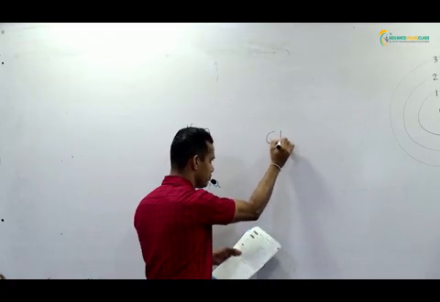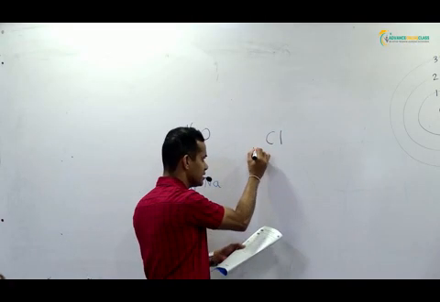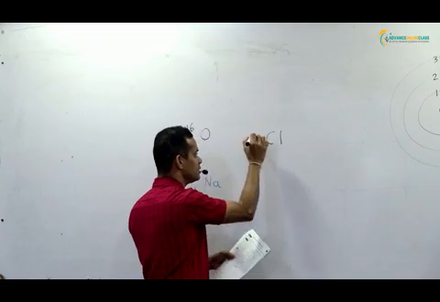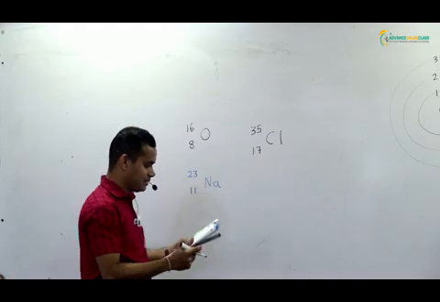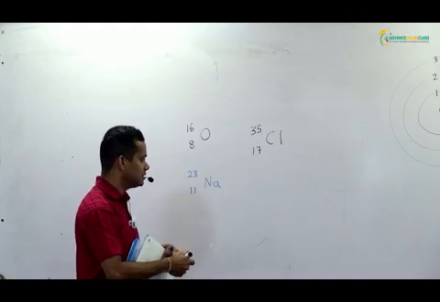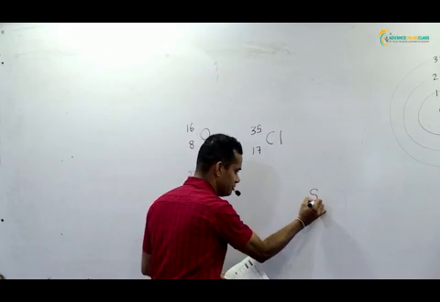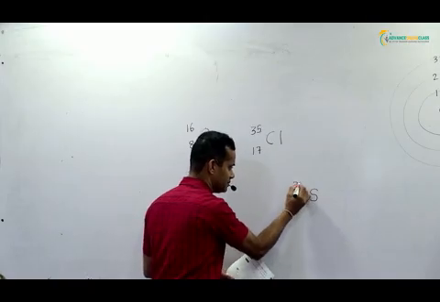Chlorine, Cl. 17 protons here. 18 neutrons. 17 and 18 together 35, 35 here up. Right. Then next one, sulfur 16, 32.